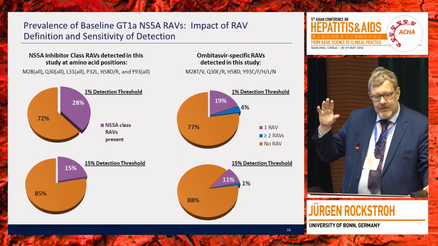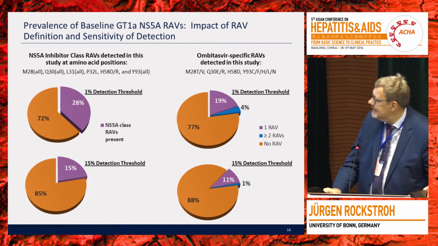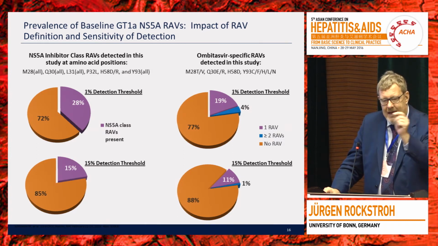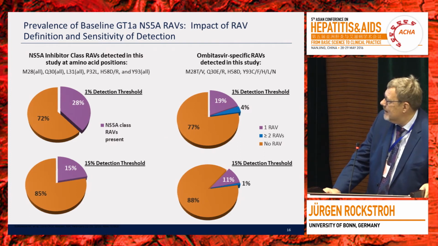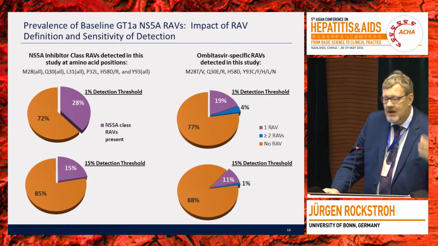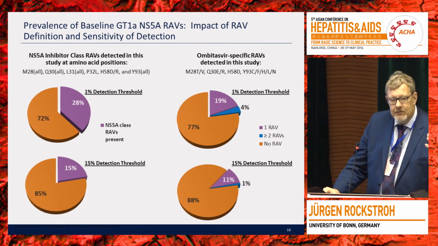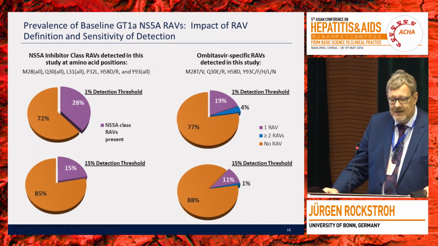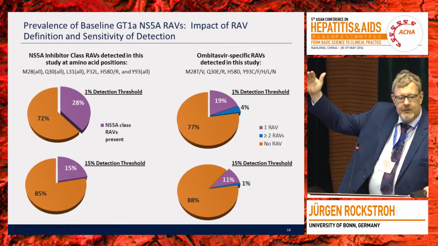So remember, high replication rate, very prone for the development of resistance. So if you have a very low threshold, you're going to pick up everybody who has a mutation, which is very likely because of that high replication process. And if you take the 1% detection threshold, you can see that patients who have mutations or substitutions in the NS5A class is actually much higher than if you use a population-based sequencing, where the cutoff usually is around 15%. So depending on which threshold you use, you can find a higher frequency of RAVs.